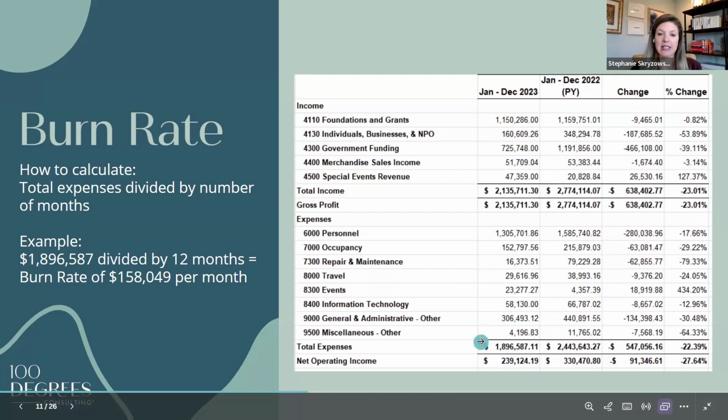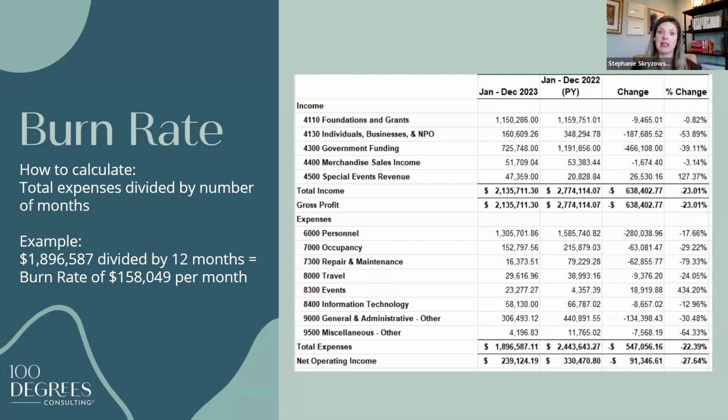Another way to calculate this is, instead of looking at last year's numbers, look at this year's budget, right? If you take the budget for 2025, your total expense budget divided by 12, you've got your burn rate for the year.